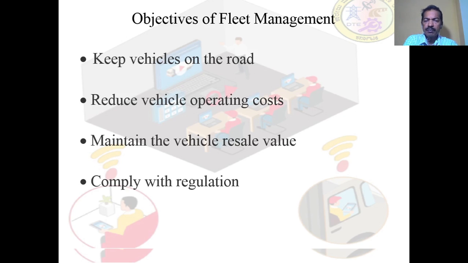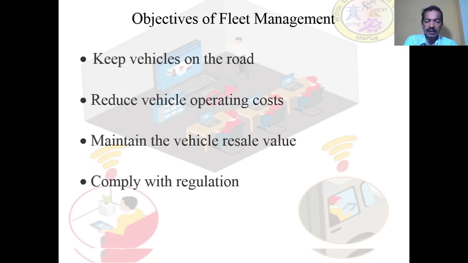Next, objectives of fleet management. The main objective of fleet management is to keep vehicles on the road. Here, vehicles on the road means your routes will be fully engaged. Whatever permission you have got from the RTO to run a vehicle on a particular route is known as a route permit. For that, you should keep your vehicles fully engaged without disturbing any routes. Therefore, it is to keep the vehicles on the roads.